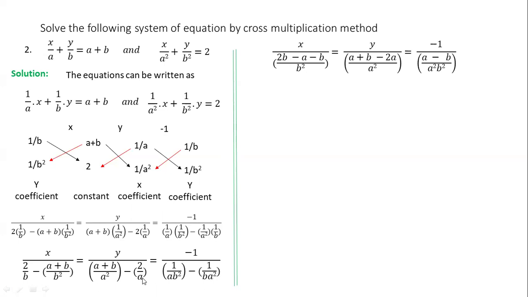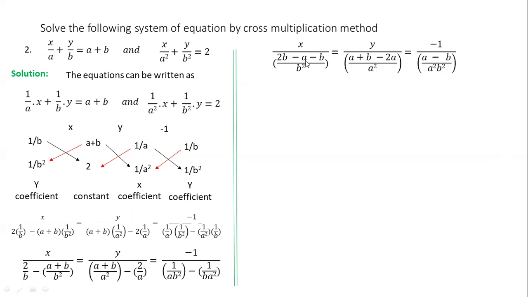Here again, LCM is A square. So here this should be multiplied with A. So it is A plus B minus 2A upon A square. And here LCM is A square B square. So this is only one A, so multiply this with A. And this is only one B, multiply with this B. This is A minus B.